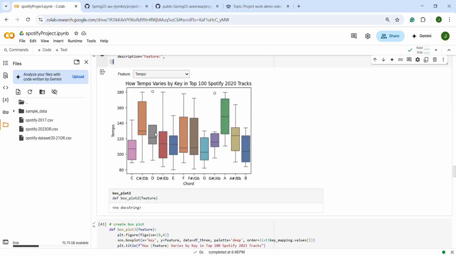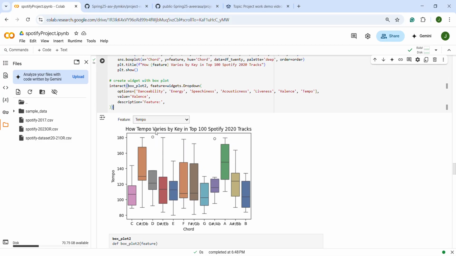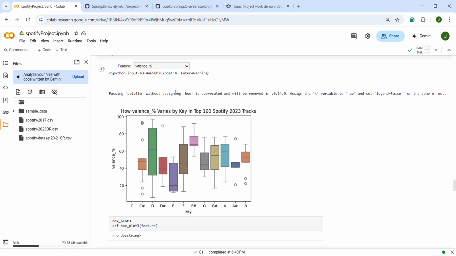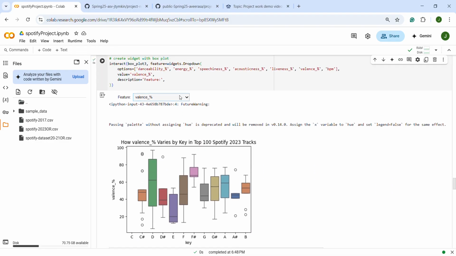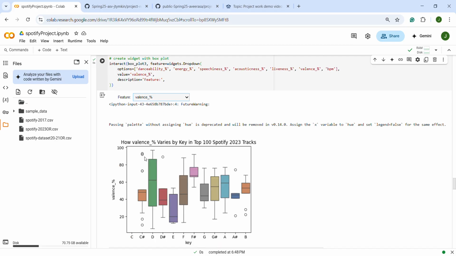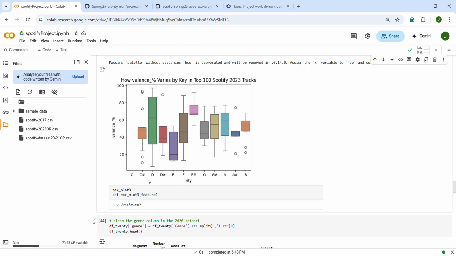I also wanted to mention I tried to put them all in one window, but with the interactive feature, it wasn't working. So I had to put them all in three separate ones. And the data set, this one had no songs in the C key. But this is C, C sharp, D, D sharp, E, F, F sharp, etcetera.